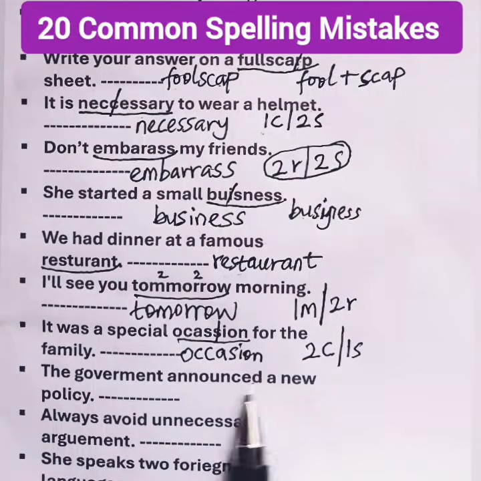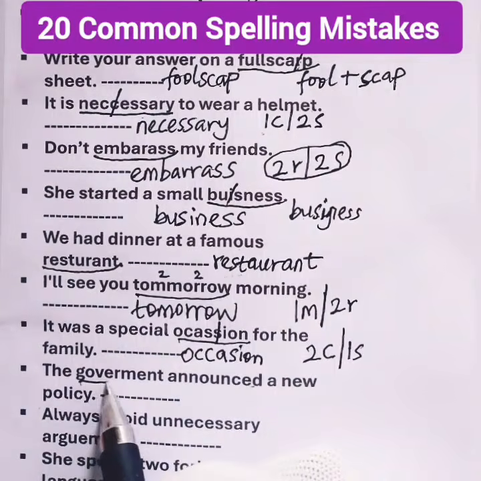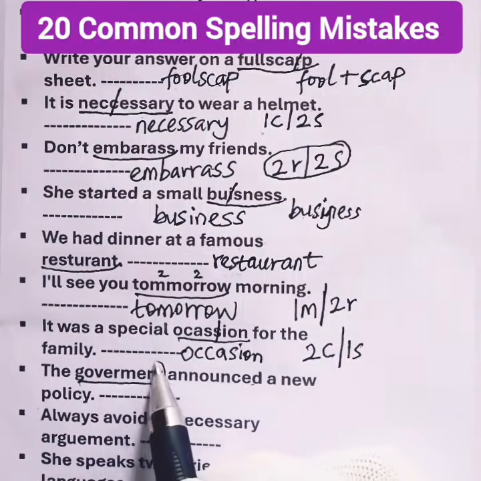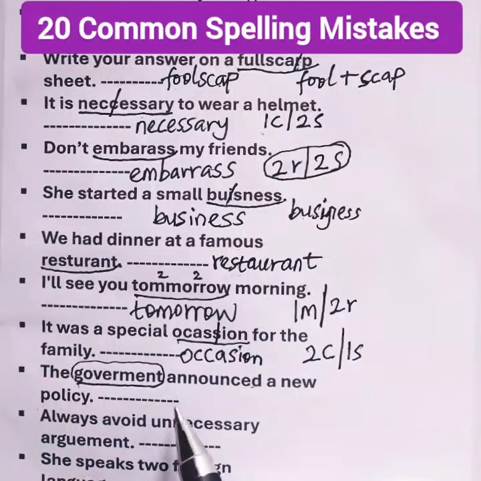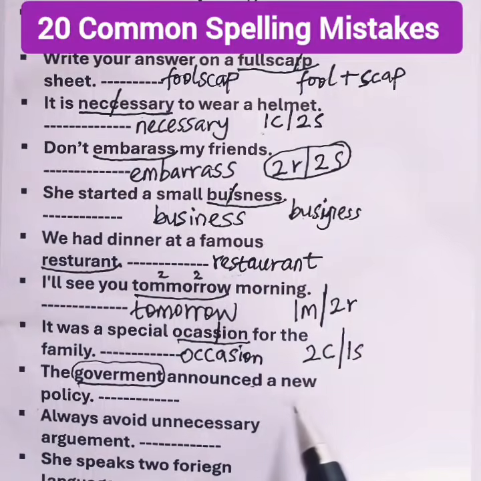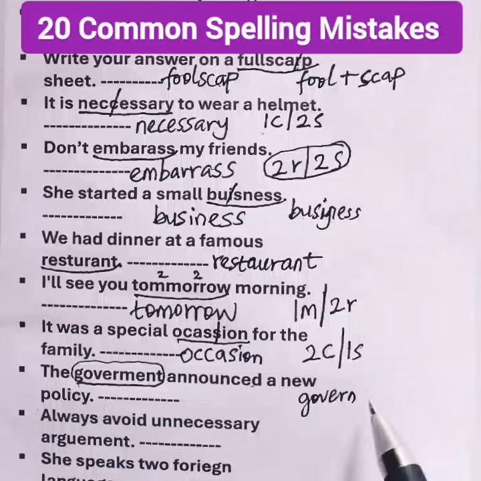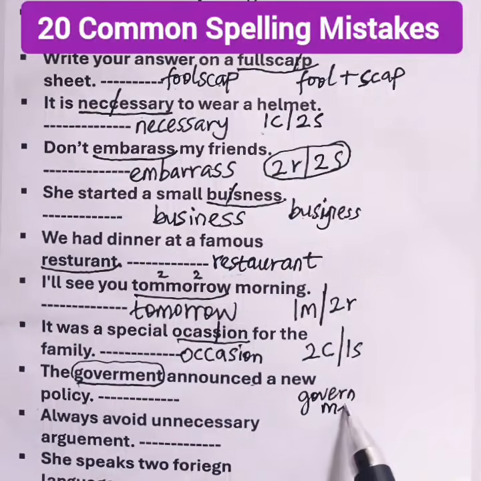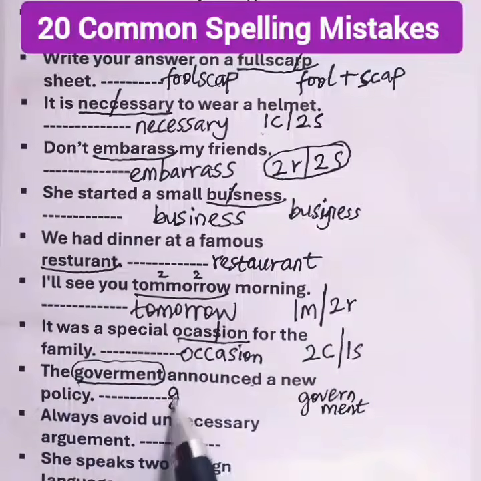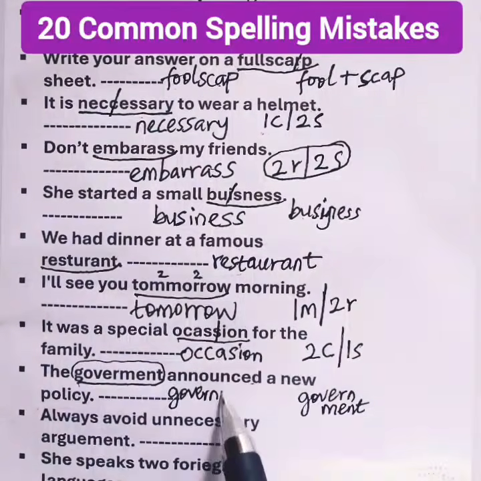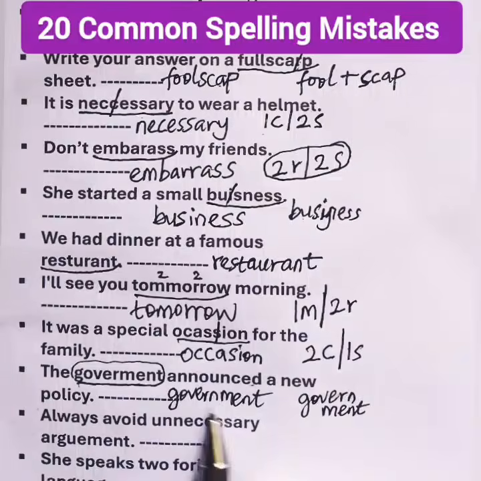Next, the government announced a new policy. Announced is correct. Policy is correct, but this is wrong. Something is missing in this word. When spelling government, always remember that it comes from the word govern. Then ment is added to it. So the correct spelling is, so always remember your N when spelling this word.